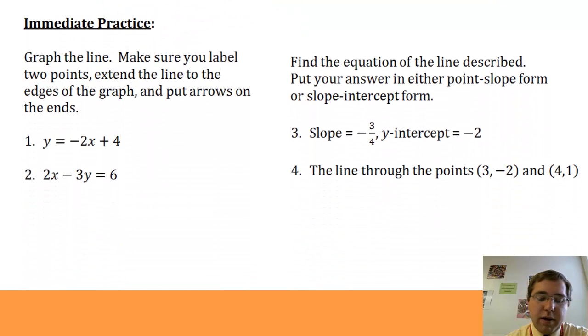So here are your immediate practice problems. On numbers 1 and 2, you need to graph the line and make sure you label 2 points, extend the line to the edges of your graph, and put arrows on the ends. And for numbers 3 and 4, you need to find the equation of the line described. You can put your answer either in point-slope form or in slope-intercept form, whichever one you would like. Make sure you show your work, and that is the end of sections 13.6 and 13.7.